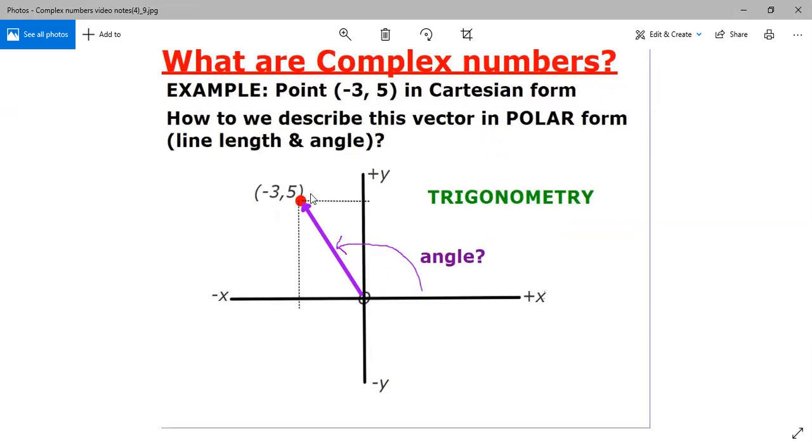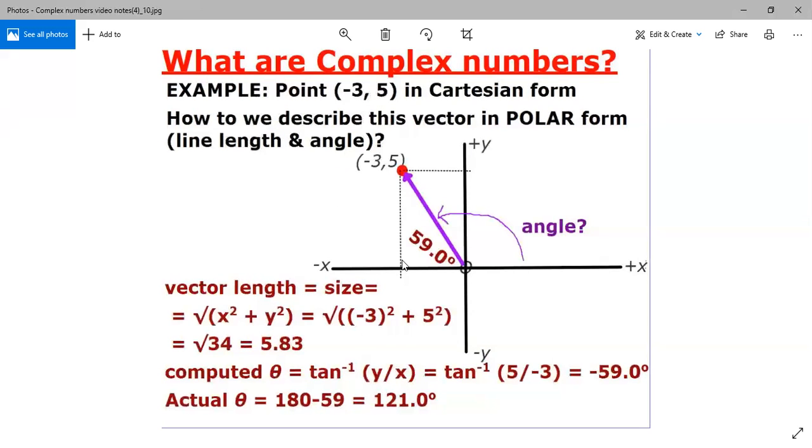If we have a position or a vector described in Cartesian form, for example -3, 5, how do we get that into polar form, which is size and angle? So what we do is we use trigonometry to do that. So we have -3 in x plus 5 in y. We have a right angle triangle here formed by the vector from that Cartesian point back to the origin. We want to know the length of that vector, its size, and we want to know what angle it is with respect to the horizontal reference.